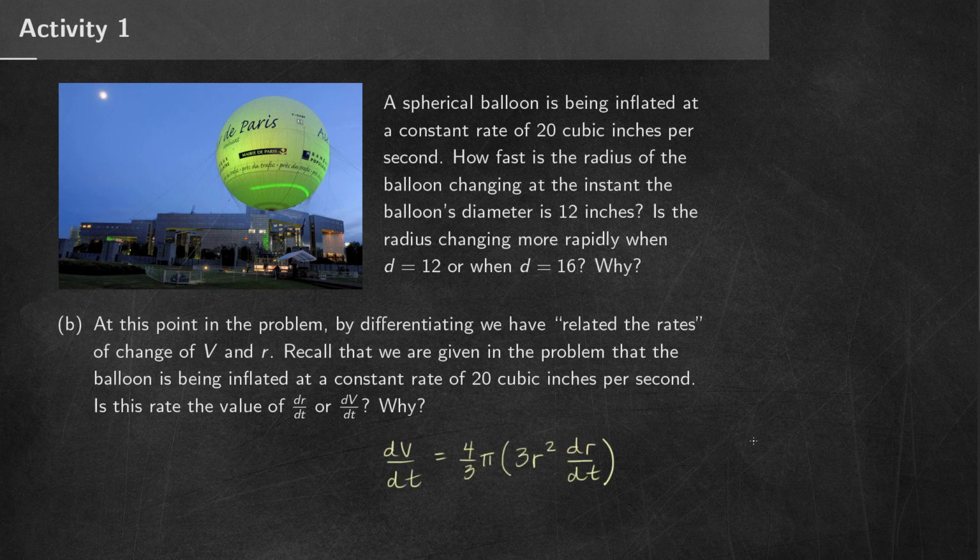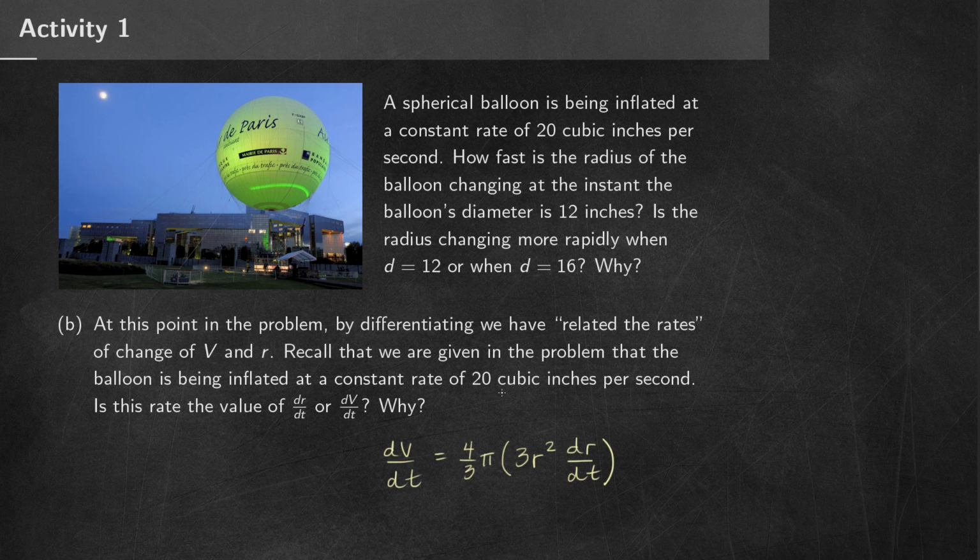Part B, at this point in the problem, by differentiating, we have related the rates of change of v and r. So we have our rate for v, dv dt, written in terms of the rate of change of r, dr dt. Recall that we're given in the problem that the balloon is being inflated at a constant rate of 20 cubic inches per second. Is this rate the value of dr dt or dv dt?